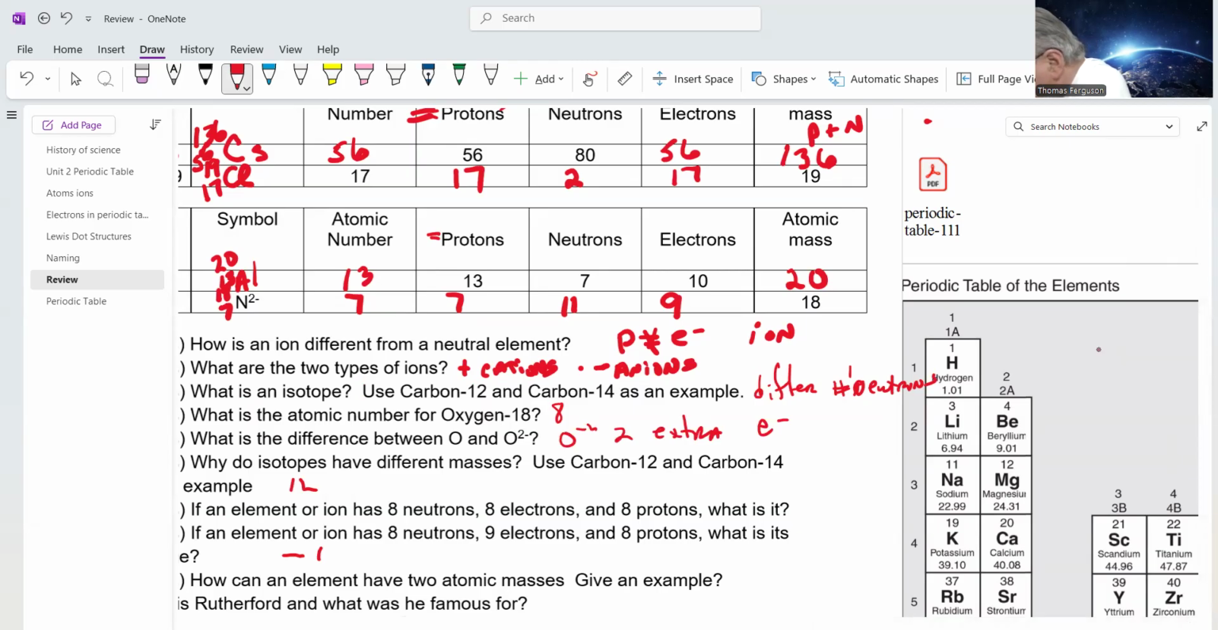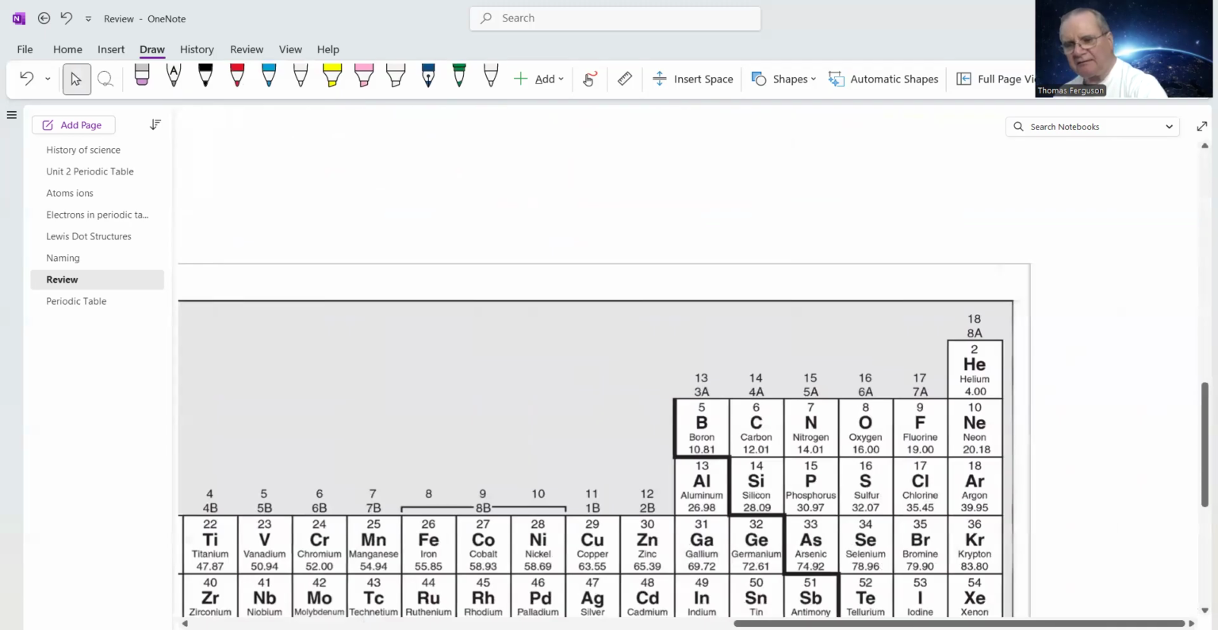Why do isotopes have different masses? So carbon 12 has got 6 protons, 6 neutrons. Carbon 14 has got 6 protons, 8 neutrons. Okay, so an element or ion has 8 neutrons, 8 electrons, 8 protons. So if we look over here and find atomic number 8, that's oxygen.